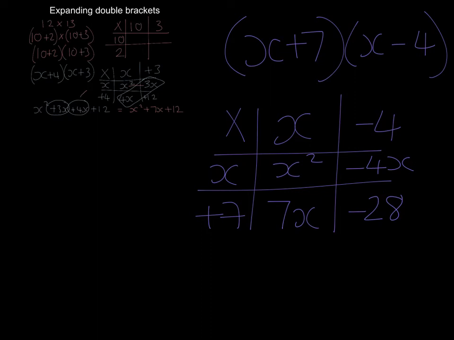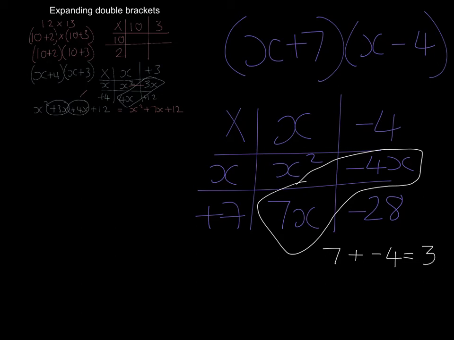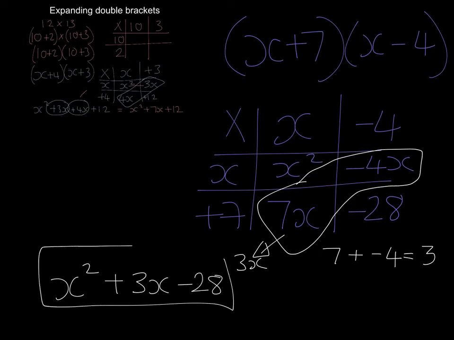Then remember to simplify, and again, although your calculator doesn't have an x button, you can do 7 add minus 4 to make sure you get the right answer. If you did 7 add minus 4 on the calculator, that would give you 3, and you then know the answer to that part is going to be 3x. So your final answer would be x squared plus 3x minus 28. So that's your final answer for that one.